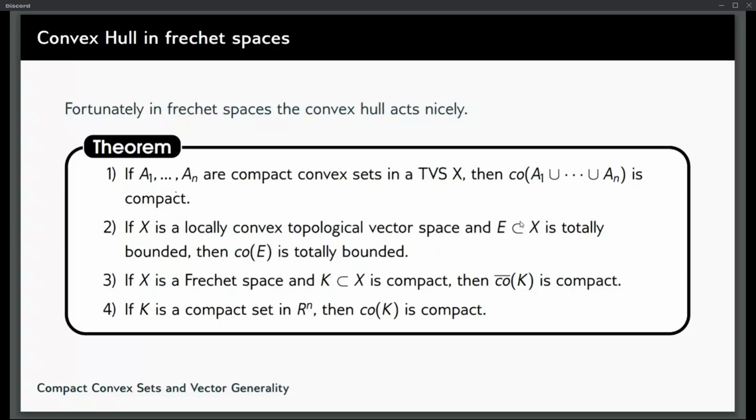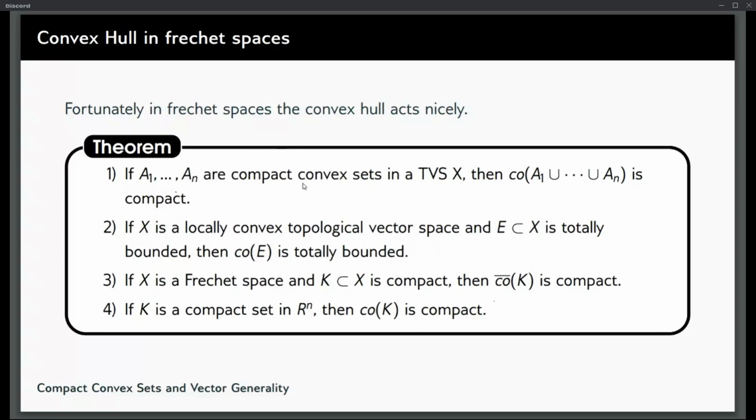This is in line with what we proved in chapter 1, that if it's bounded, it was an exercise, then the convex hull was going to be bounded in a locally convex topological vector space. I think there was an example where outside the locally convex spaces, it doesn't work. So if X is a Fréchet space and K is compact, then the closure of the convex hull is going to be compact. This is very useful because compactness is useful in general. And if K is a compact set in Rn, then the convex hull of K is going to be compact.